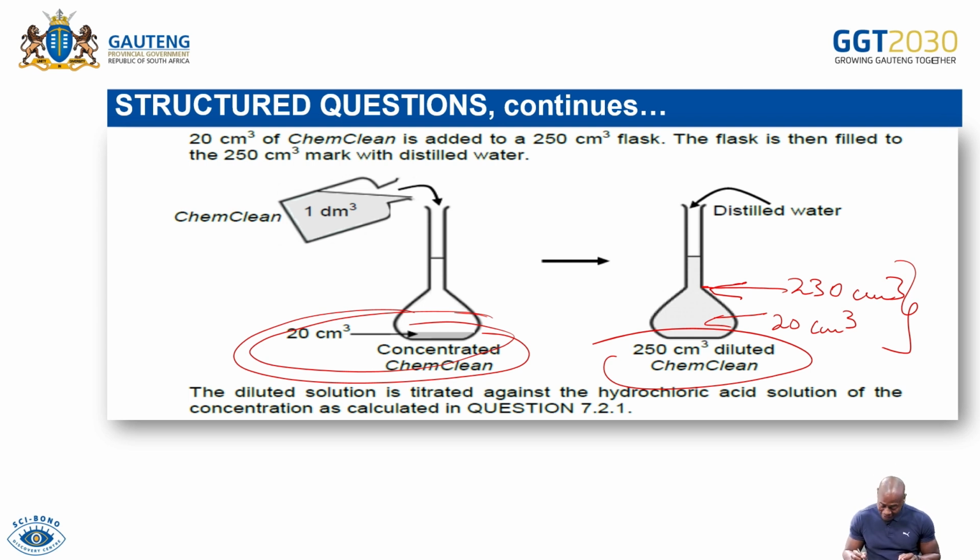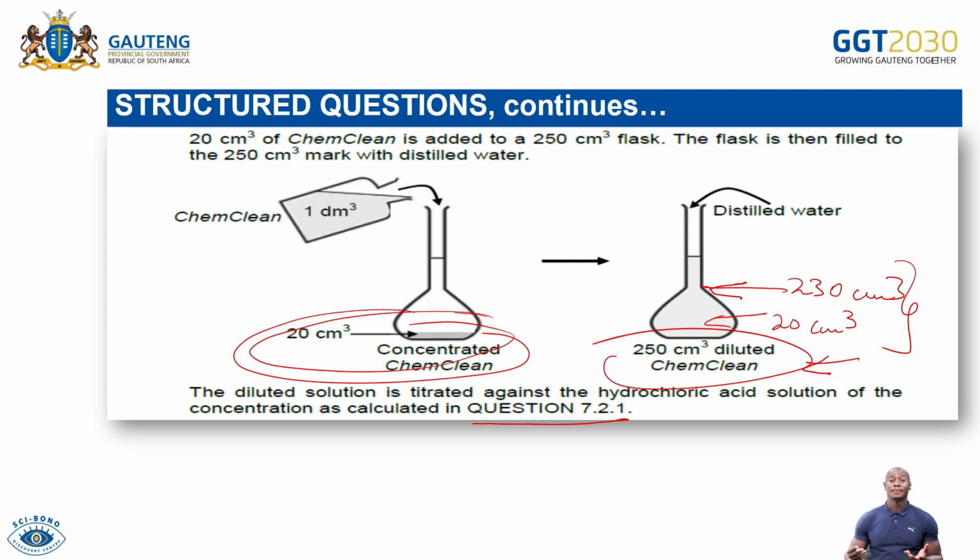Then what are they saying here? This dilute solution is titrated against the hydrochloric acid solution of the concentration calculated in question 7.2.1. Do we know the concentration of this solution? No. How can we calculate the concentration of this solution? You have 20 cubic centimeters, and then from 20 to 250. What are we looking for here? We are looking for the concentration of this dilute ChemClean. So how can we get that?